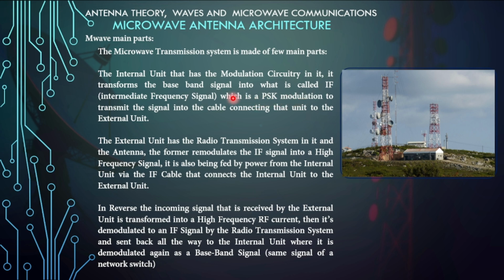modulation, in order to transmit the signal into the cable connecting that unit back to the external unit, which is the assembly of antenna, transmitter, and the modulator also, which is at the back of the antenna. The external unit has the radio transmission system in it, the antenna, of course, also connected to it. The former, which is the transmission system, remodulates the intermediate frequency signal into a high frequency signal. It is also being fed by power from this internal unit.